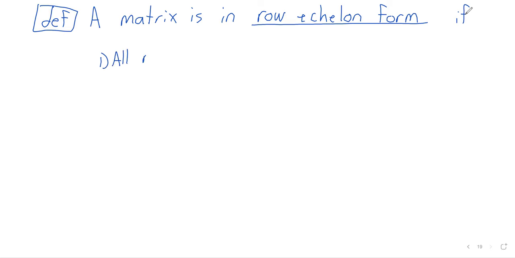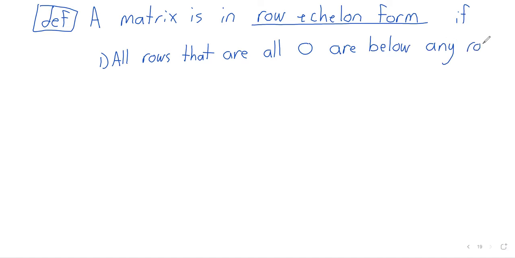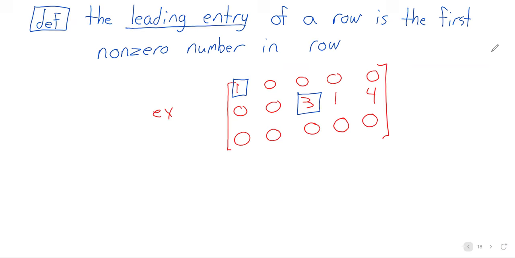One: all rows that are all zero are below any rows with non-zero entries. So, as an example, this matrix satisfies that condition. There's a row that's all zeros, and it's down there at the bottom.